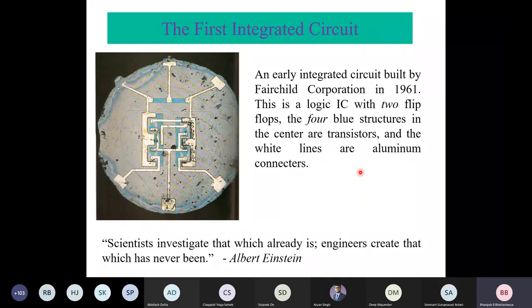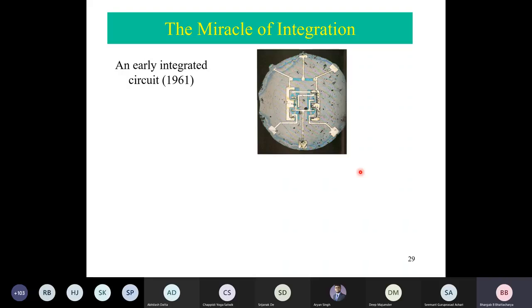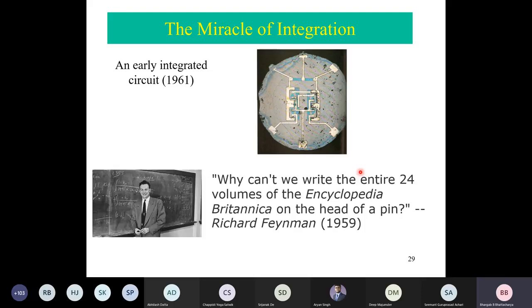So this is a very important step in the history of computer organization and architecture, and also in the history of the integrated circuit. Okay, so that is our first step. As I mentioned, this is the first integrated circuit ever built, in 1961.